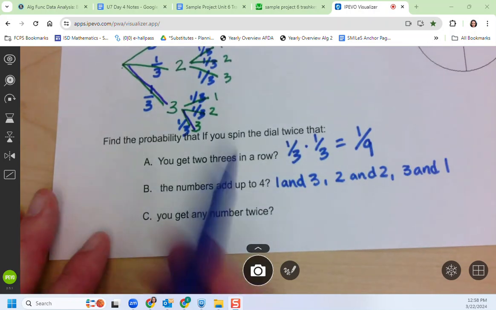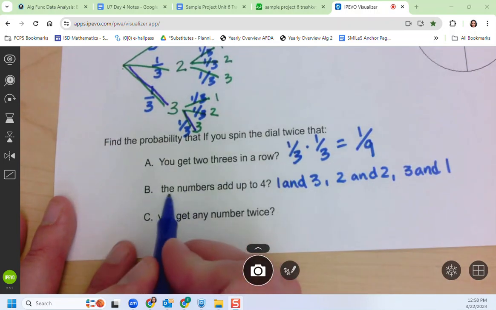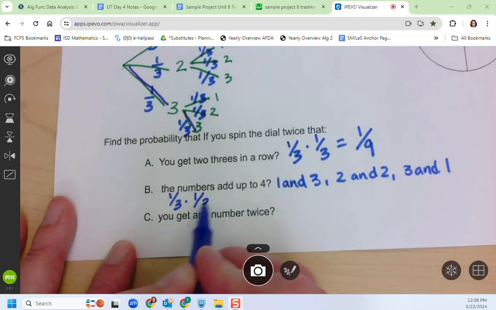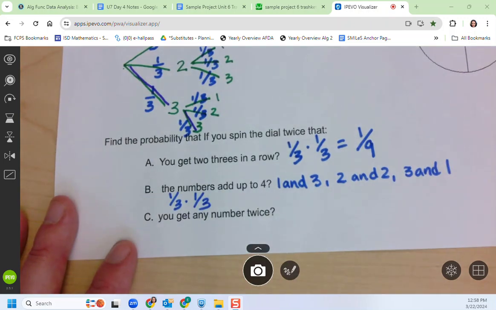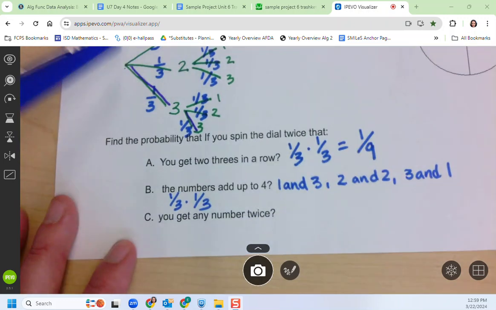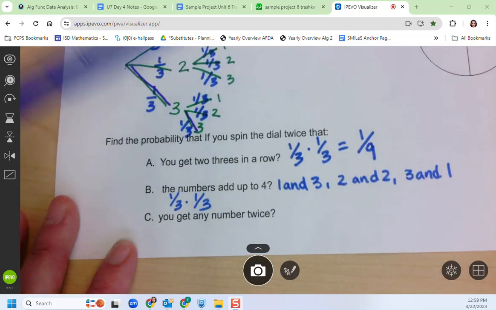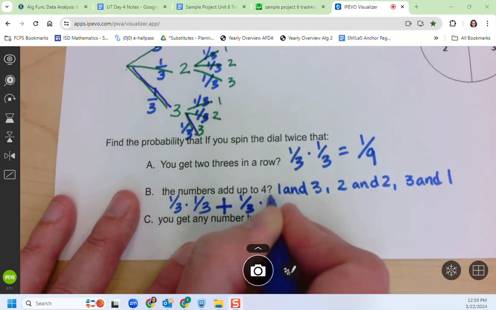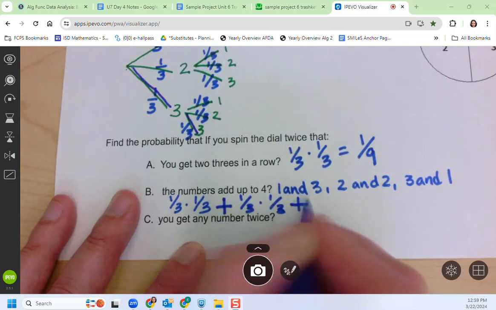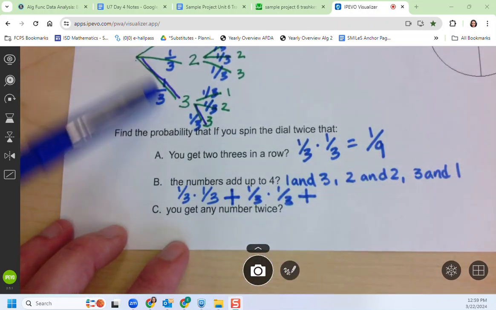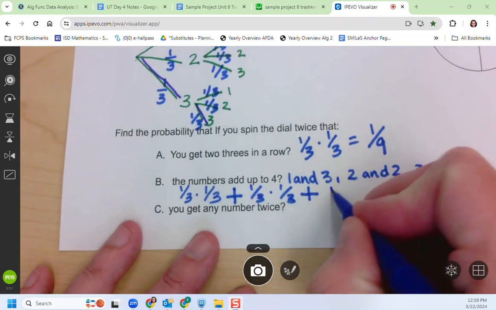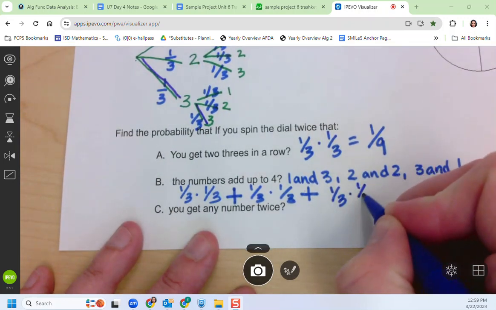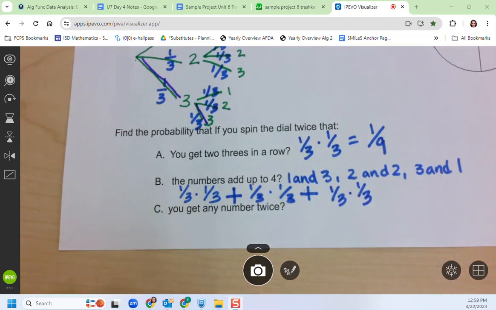All right, 1 and 3. That would be 1/3 times 1/3. That's the probability of getting 1 and 3. 2 and 2, that's also 1/3 times 1/3. And then 3 and 1 is also 1/3 times 1/3. All right, so I had to find the probability of each of the possible ways to do it and then add them up.